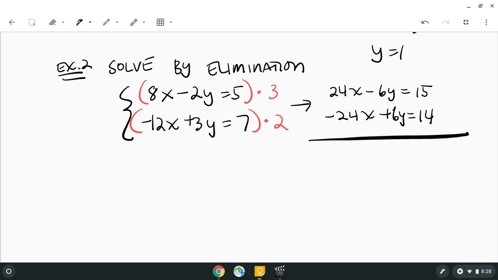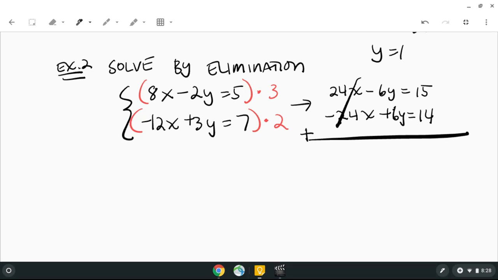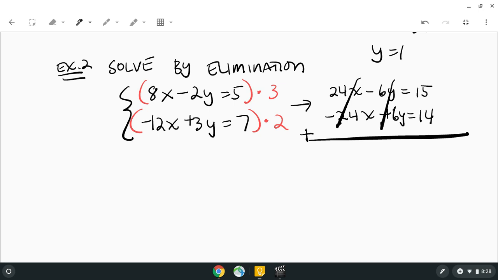And oh, well, look what happens here. This eliminates, and this eliminates. All of my variables got eliminated, right? That means I got 0 on this side. And on the other side, I end up with 15 plus 14. That's 29.